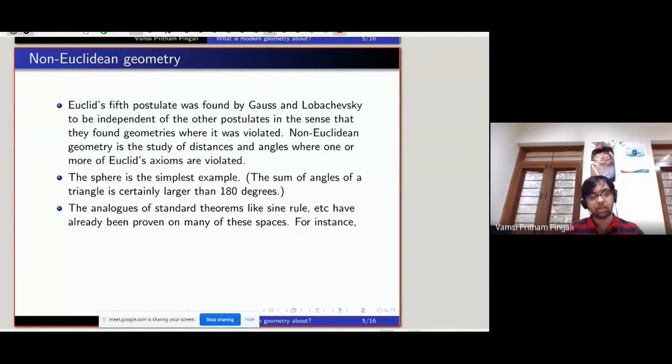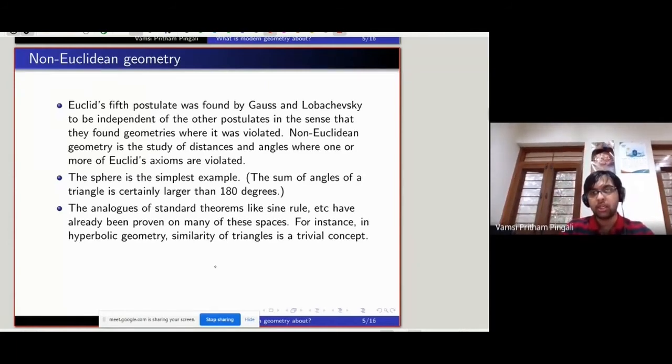However, these geometries are very, very strange. For example, in hyperbolic geometry, the concept of similarity of triangles is trivial. What do I mean by this? In Euclidean geometry, if you give me a triangle, I can rescale it and get a similar triangle. In other words, their angles are all the same, but the lengths are different.